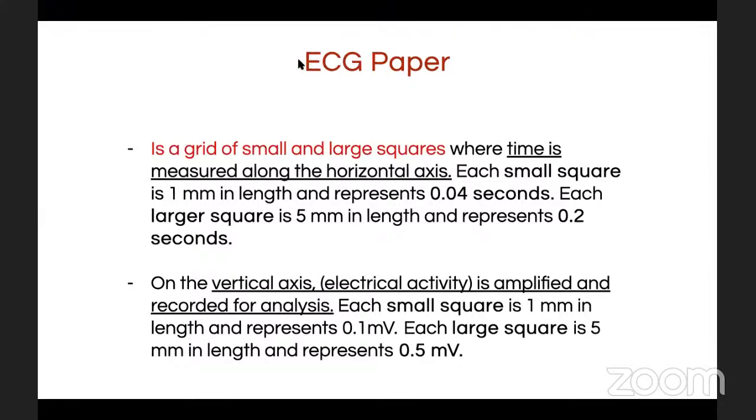On the vertical axis, now we're done with the horizontal axis. The vertical axis is the electrical activity amplified and recorded for analysis. So from the vertical axis we'll know the electrical activity. Each small square is 1 millimeter in length and represents 0.1 millivolt. Each large square is 5 millimeter in length and represents 0.5 millivolt. Hopefully it will be clearer in the picture, but now I'll talk about the importance of the ECG.